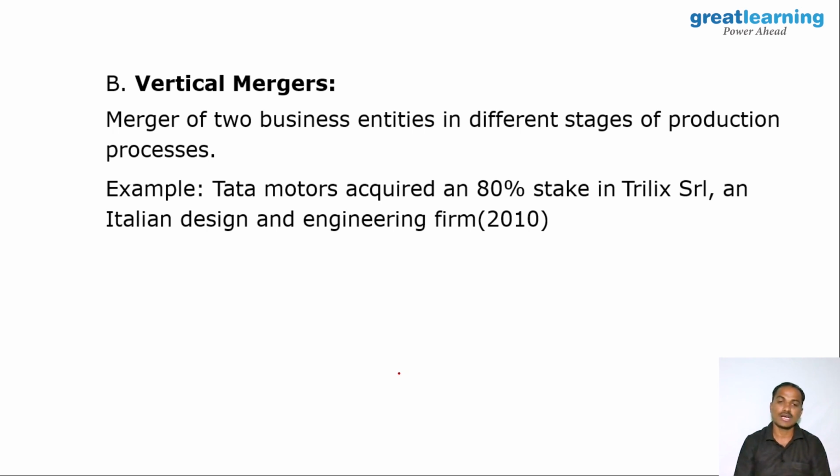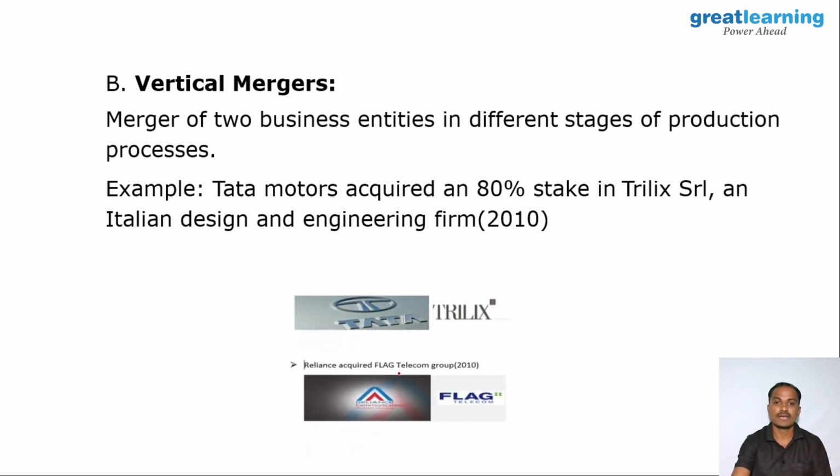So in that case, companies acquire the company which is operating in the same production process, okay, in different stages. Tata Motors acquired an 80% stake in Trilix, an Italian design and engineering firm. So this is the example, okay? And Reliance acquired Flag Telecom Group in 2010, and that is another example for vertical merger.